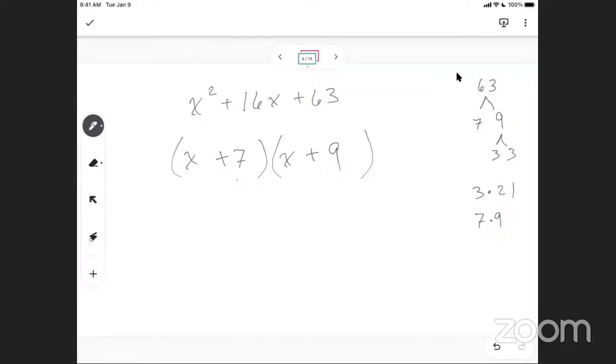And notice what happens when you put 7 and 9 in here. What happens to the outside plus the inside? What's 9x plus 7x? 16. Then that's why it works. I see it. Do you see that?